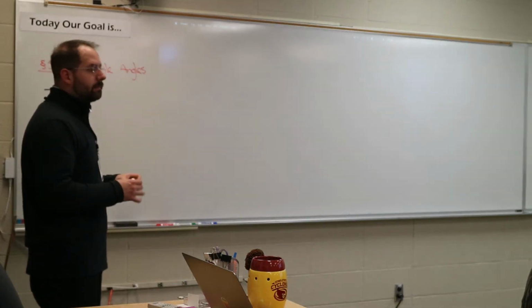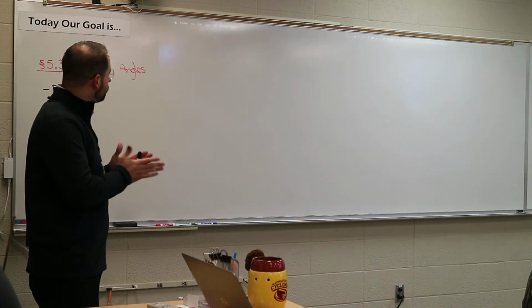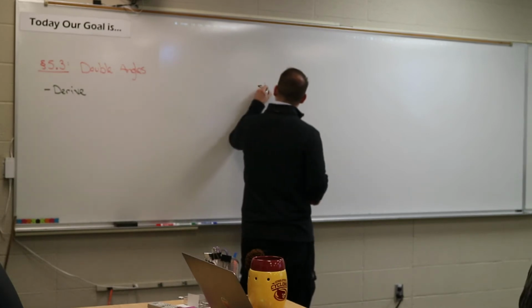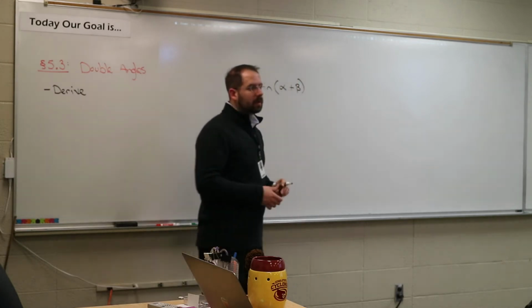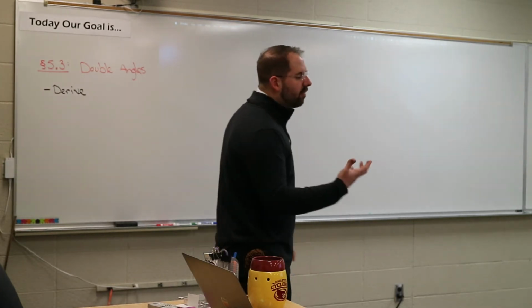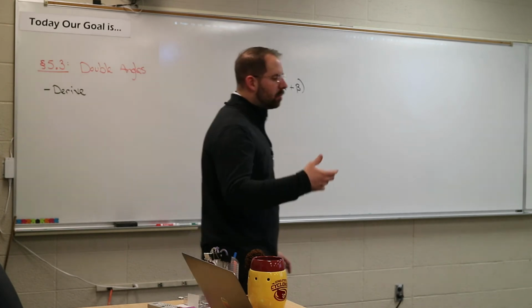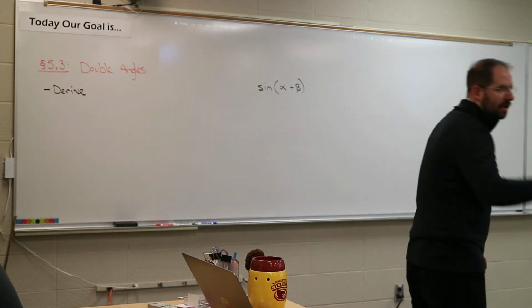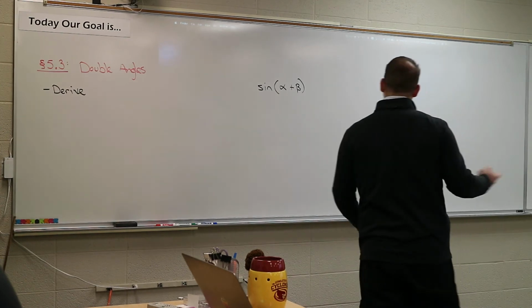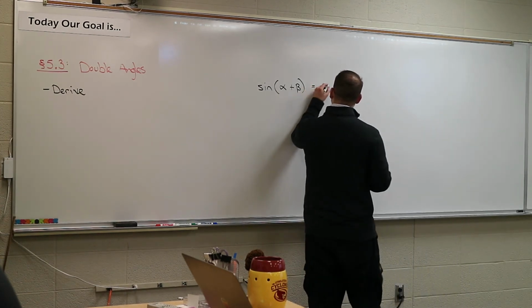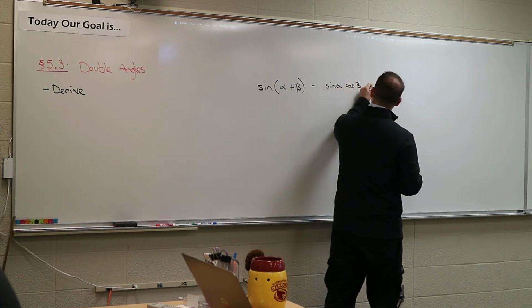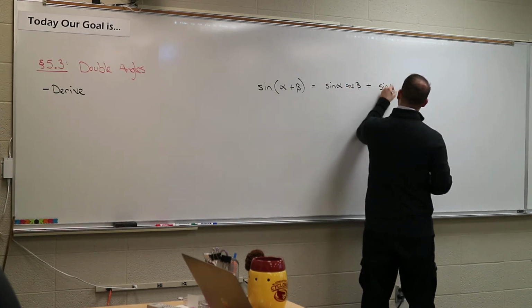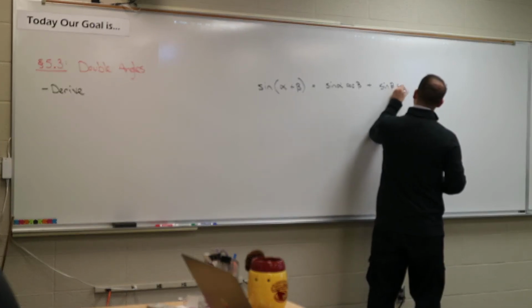Let's derive some more. Okay, next one I want you to put on your paper: sine of alpha plus beta. So we're just doing the sum formulas for right now. If you use that little property sheet, the handout we made last week, the formula for sine of alpha plus beta is sine of the first, cosine of the second, plus sine of the second, cosine of the first.